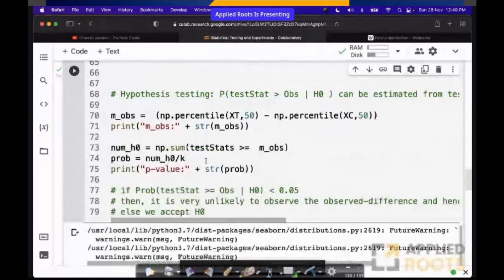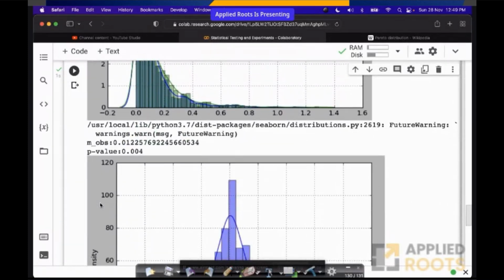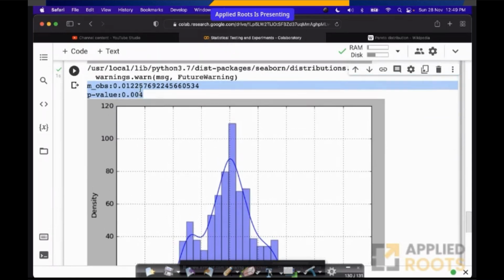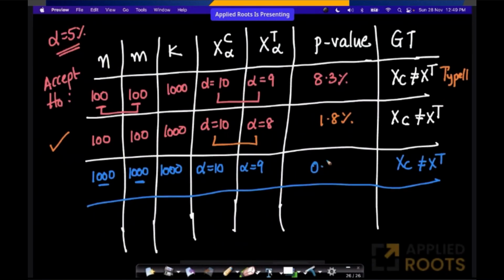Okay, takes a couple of seconds. What's happening now? Okay, we got these distributions, very close distributions. Oh, cool. Look at this. Our p-value is 0.4%. Very, very low p-value. Okay, so the p-value that we got is 0.4%. Because the p-value is less, this is behaving as expected.